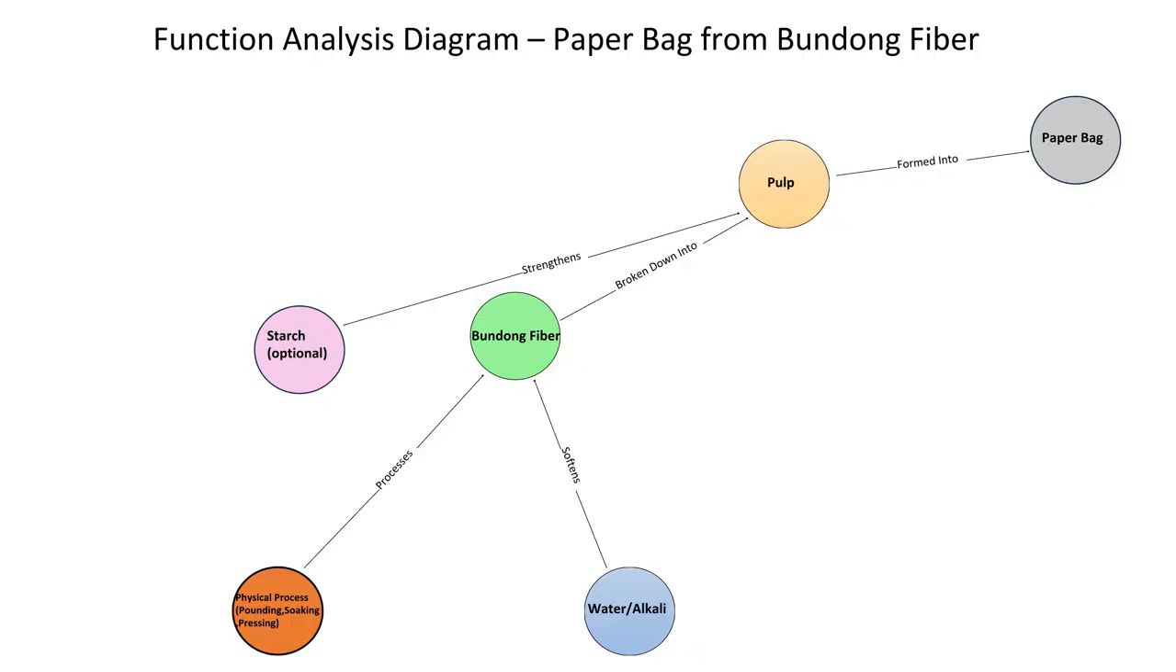To make the bag stronger, we can add natural starch as a binder. This diagram shows how each material and process works together to transform bundong fiber into a sustainable product. By replacing wood pulp with bundong fiber, our project creates an eco-friendly alternative to plastic bags that is simple, cost-effective, and environmentally friendly.